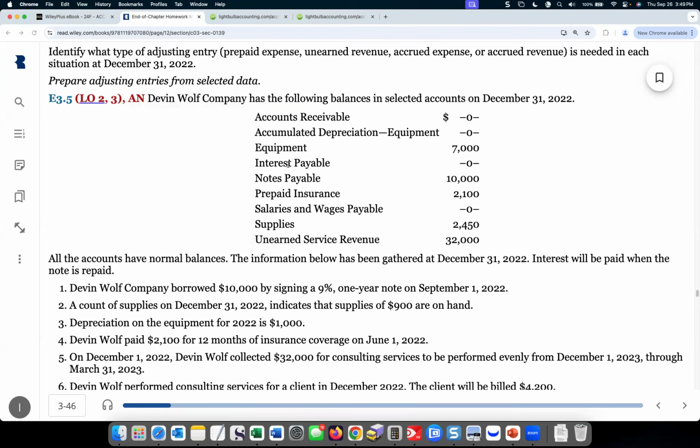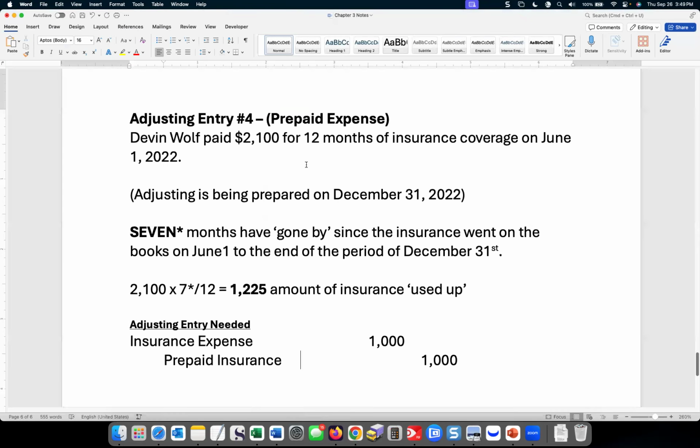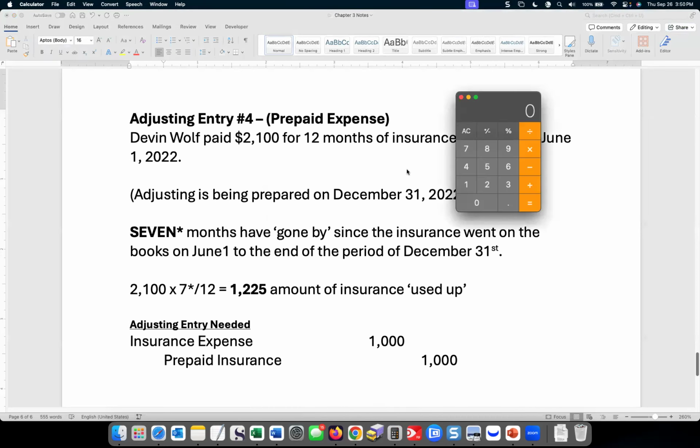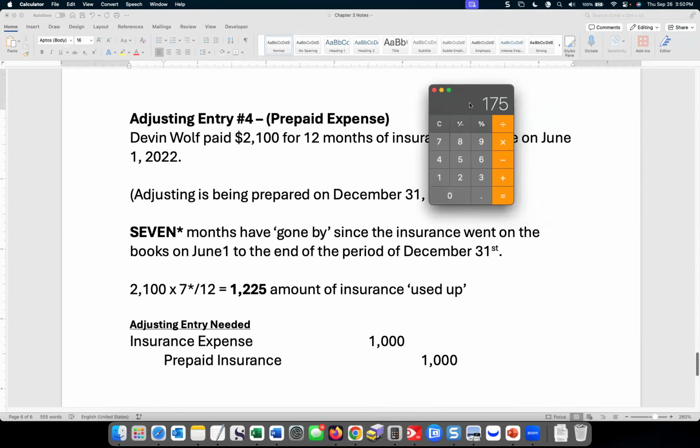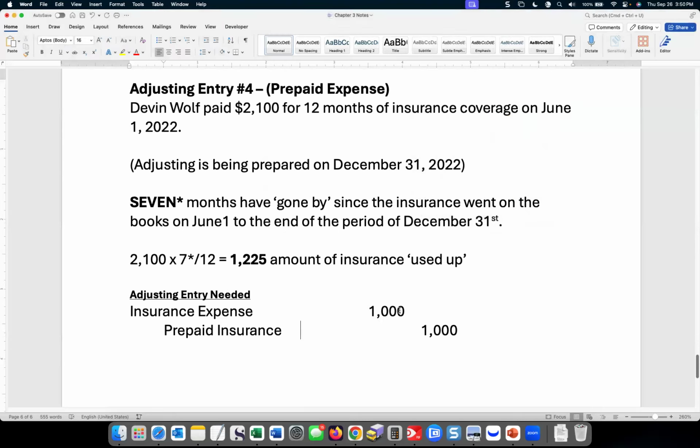Now there's another way to do this. You could say, all right, that's 2,100 for 12 months. I could take 2,100 divided by 12, and that's going to give me the monthly amount of insurance cost. And then I could just multiply that times 7 and get the same number that we did with the prorating fraction. This one, I think it's easier to use the fraction because it's a one and done, a single calculation that gets you right to the number you need. So that's the number that goes in here.